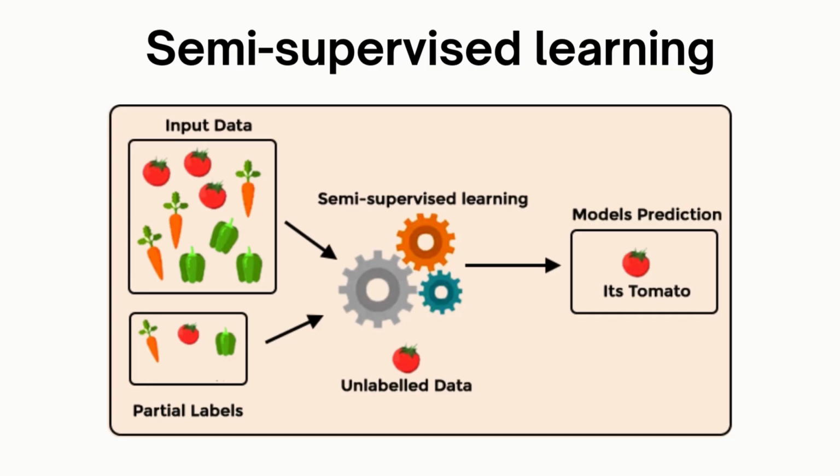Semi-supervised learning. The image below explains semi-supervised learning using vegetables as an example. Here the model receives input data, a mix of tomatoes, carrots, and capsicums. However, only some of the data is labeled, like a few carrots and capsicums, while the rest is unlabeled, such as tomatoes. Using both the partial labels and the unlabeled data, the semi-supervised learning algorithm tries to learn patterns and relationships. Finally, the model makes a prediction on the unlabeled item, correctly identifying the tomato even though it wasn't labeled during training. This approach combines the strengths of both supervised and unsupervised learning.